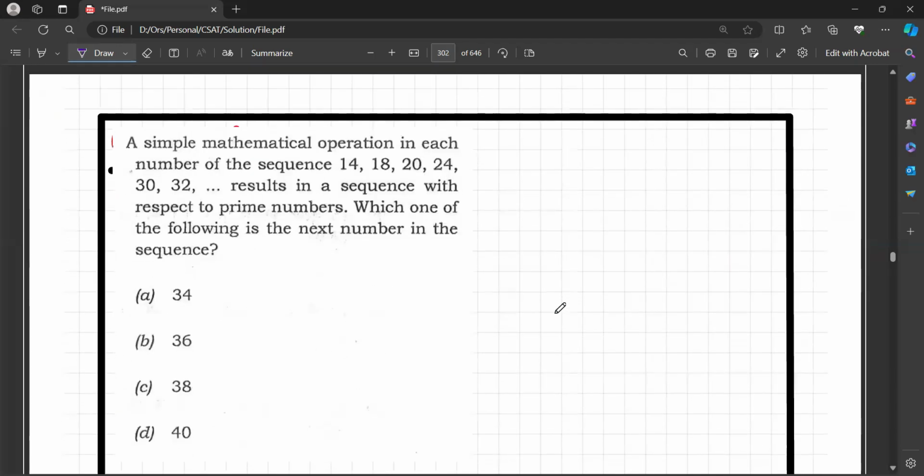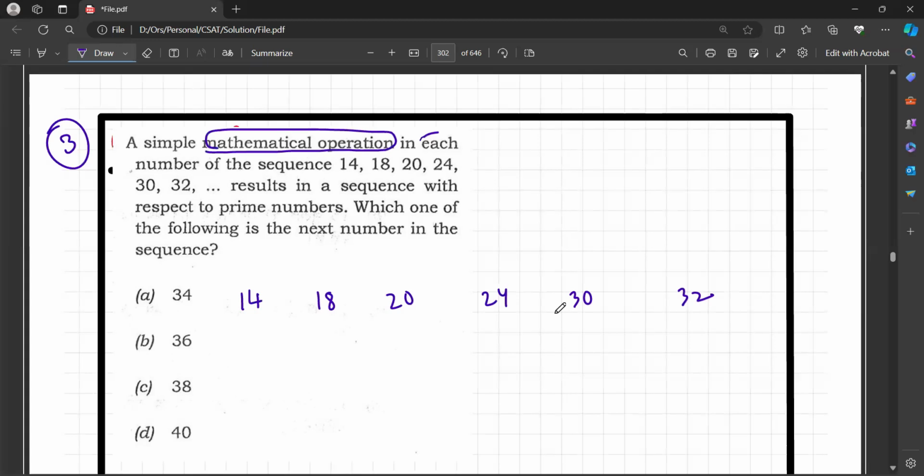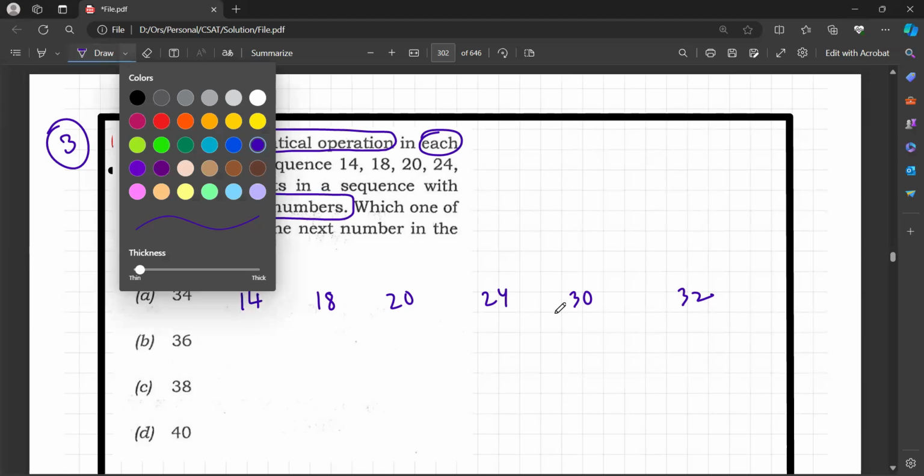Question number 3. A simple mathematical operation in each number of the sequence 14, 18, 20, 24, 30, 32. It has given that simple mathematical operation runs in each number of the sequence, which results in a sequence with respect to prime numbers. So, ये अच्छा है. It has told you what sequence runs. It has to be related to prime numbers. So you can think from that dimension. कि okay, prime numbers use करके we need to find out these numbers. Is it so? Then you can use your logic.